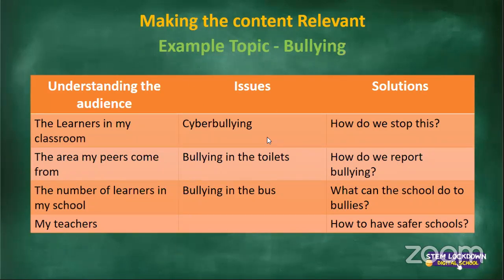Issues around bullying are cyberbullying, bullying in the toilet, bullying in the bus. So these are the issues you could be addressing to the learners in your classroom, to the peers in your area, to your teachers. And when you are presenting such ideas, you could give solutions like how do we stop this? How do we report bullying? What can the school do to bullies? How to have safer schools? Yes, how to solve the problems about bullying, like Lionheart is saying. There are many, many countless problems surrounding the topic of bullying. And if you do present a speech about bullying, there are many things or aspects you can look at. And if you can, take a screenshot of this table so that you can arrange your ideas accordingly when you are planning your speech and making the content relevant.